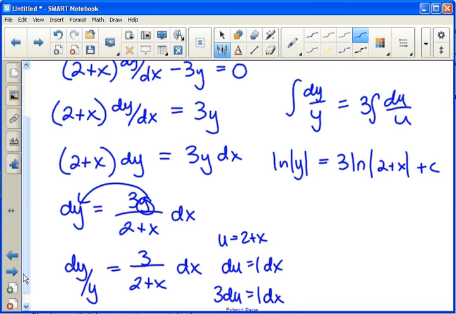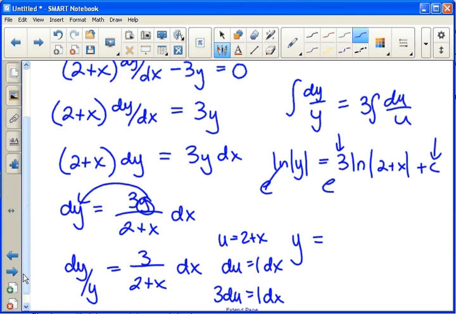We have to get y by itself. So we have to use e on both sides to get rid of the natural log. But listen carefully. On this left side, we're ready to go. The e and the natural log cancel out. We just have y. On the right side, the 3 right here and the c right here are preventing us from being able to cancel out the e and the natural log. They're both in the way.